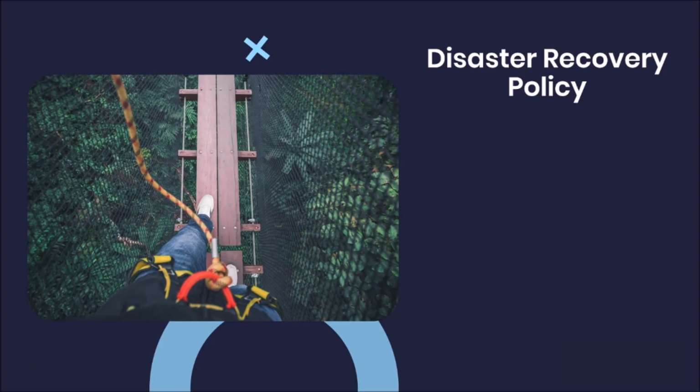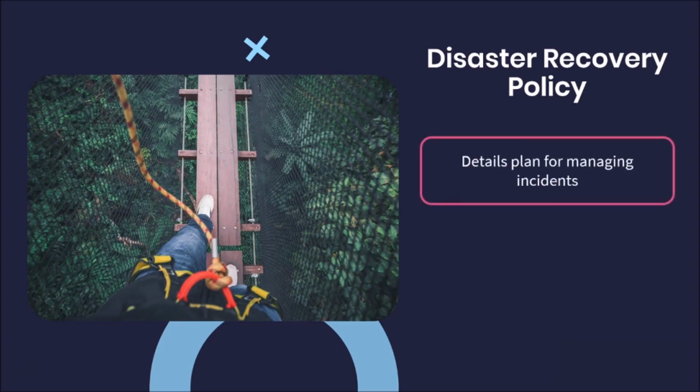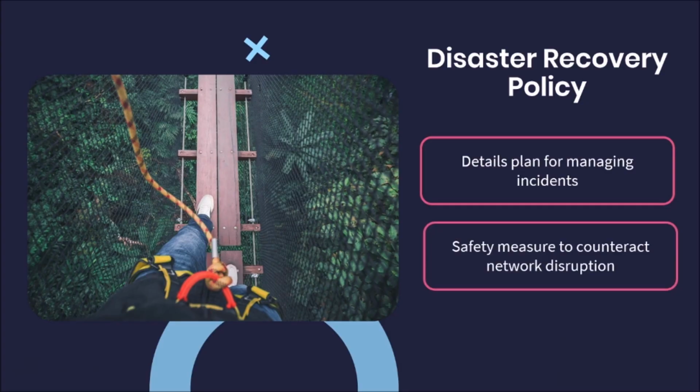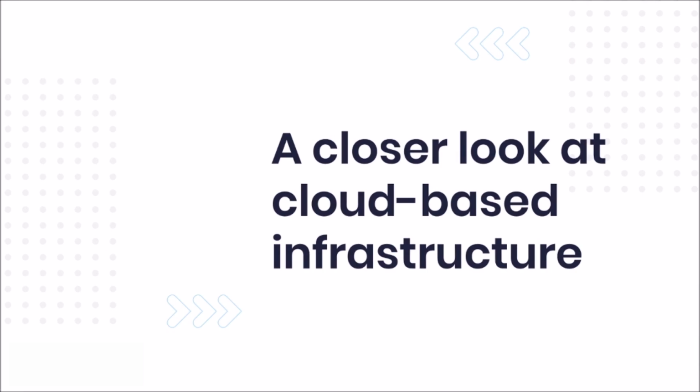The final policy we're going to mention is the disaster recovery policy. A disaster recovery policy would usually detail the plan for how the cybersecurity and IT team will manage incidents in the case of a disruption. Most large organizations have these policies in place as a sort of safety measure to counteract network disruption during their operation.